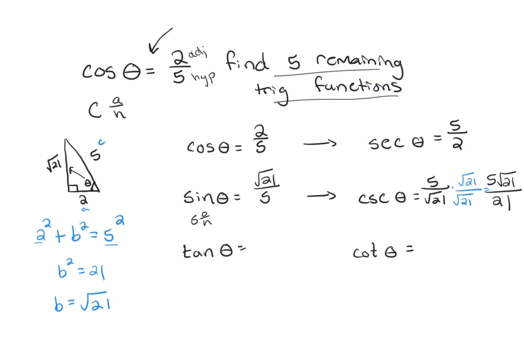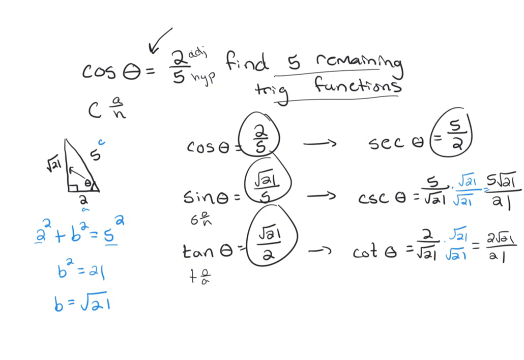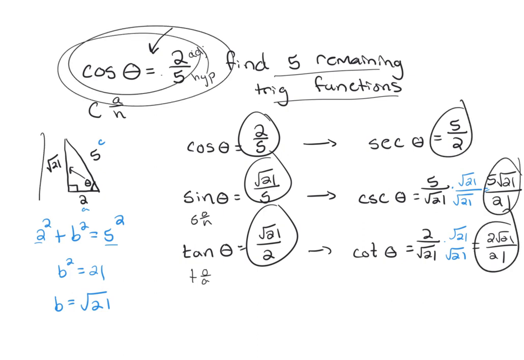Okay, tangent, opposite over adjacent. So that is square root of 21 over 2. And then its reciprocal, flip it, 2 over square root of 21. But rationalize the denominator. So it equals 2 square root of 21 over 21. So there are the values of all 6 trig functions when given this information about a right triangle.